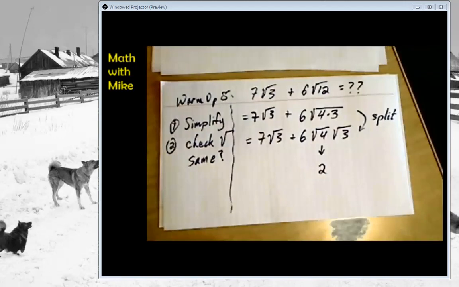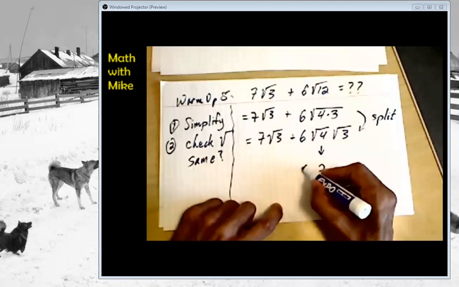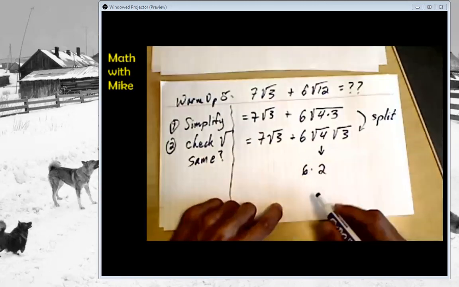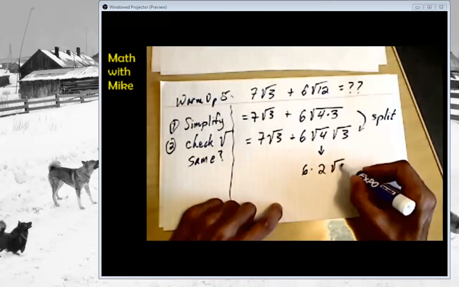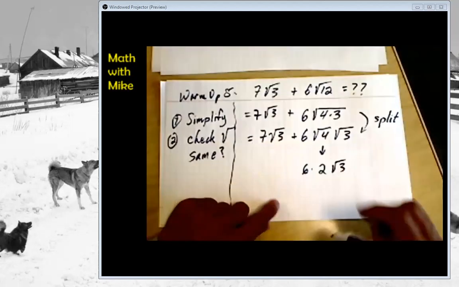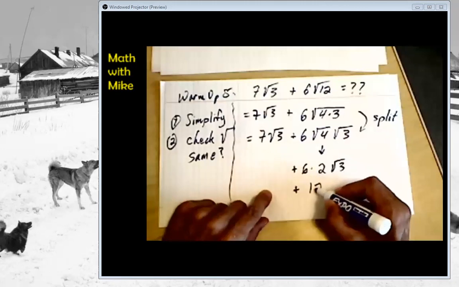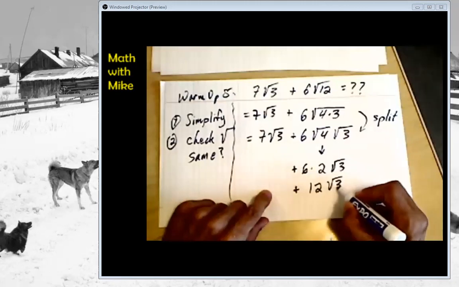Okay. So back to math, serious math. 6 times 2. Yeah, thanks. And then root 3. The point is these numbers are multiplied together. Yes, we do get 12 square root of 3 there.